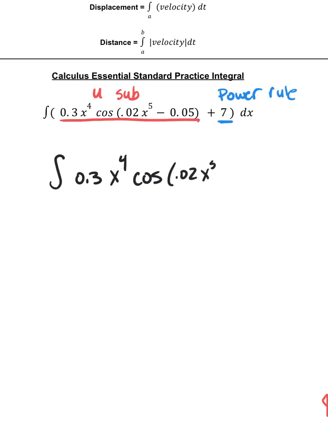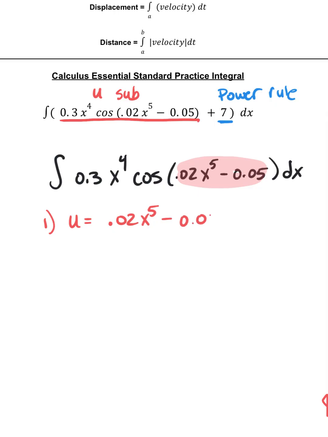All right, so let me get this all in here. 0.02 x to the fifth minus 0.05 dx. So again, I'm just taking this first term right here, and I'm going to use u substitution. When we do u substitution, u is always our inside function, and the inside function is right here. First step, u is equal to 0.02 x to the fifth minus 0.05.